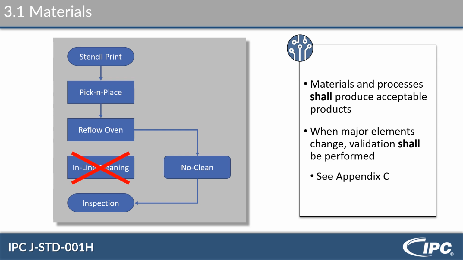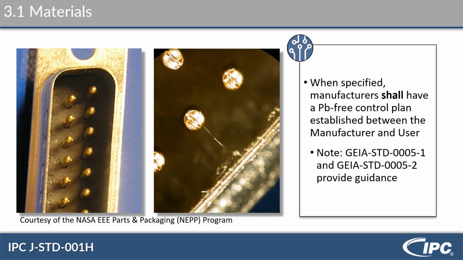Materials and processes shall produce acceptable products. I think that goes without saying. You want your processes and your procedures and how you're building something to build something that's going to work, right? I mean, that's why manufacturers are in the business of manufacturing. When major elements change, validation shall be performed. So what that was showing was, they changed a process. So a major validation basically needs to be re-inspected, like, can we do this? And then they evaluate, and yes, it can be.